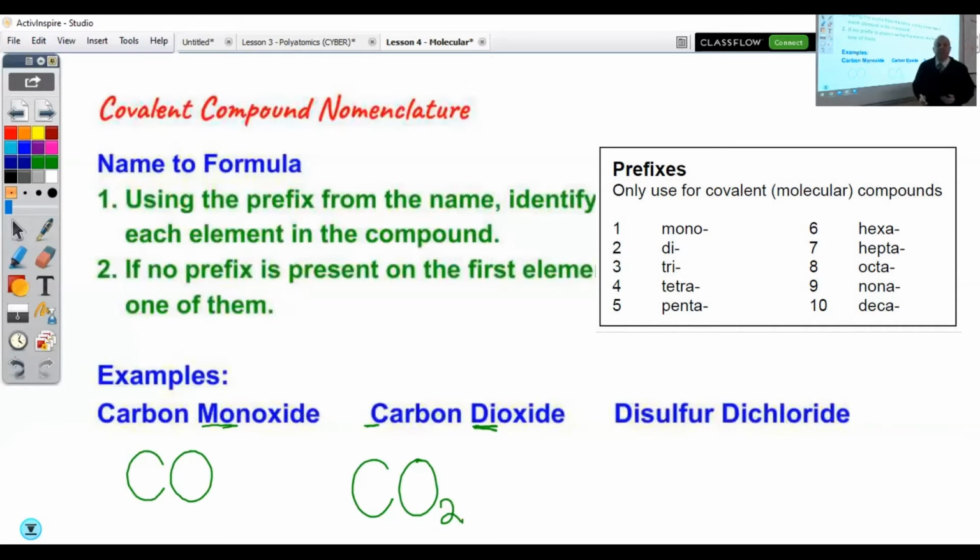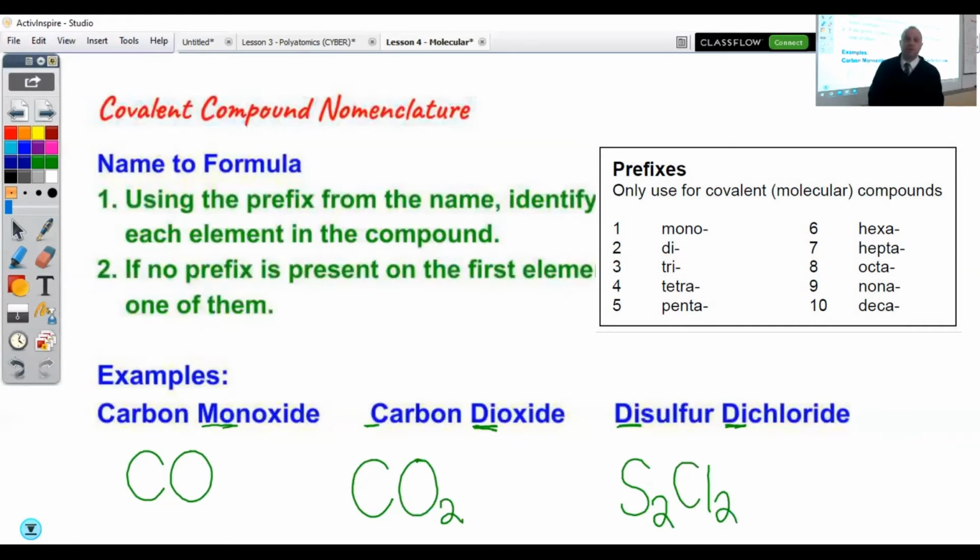In our last example, both elements have prefixes. So our first element, di, means we have two sulfurs, and our second prefix, also a di, means we have two chlorines or two chlorides. So disulfur, two sulfurs, two chlorines. Remember, the subscript indicating the number of that atom must come after the element itself in the chemical formula.